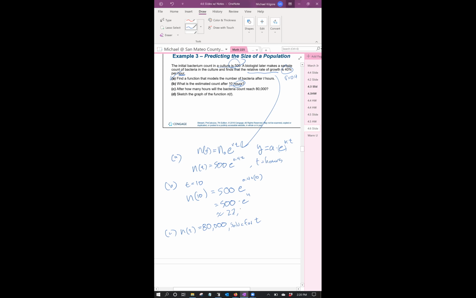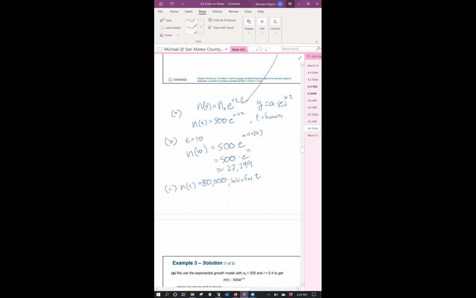So after 10 hours, there's going to be 27,299 bacteria. Now, if we need to solve for t, we have to set the whole thing equal to 80,000 in this case, which is going to equal my model 500 e to the 0.4t. So now what are we going to do? Divide both sides by 500, take the natural log, divide by 0.4.